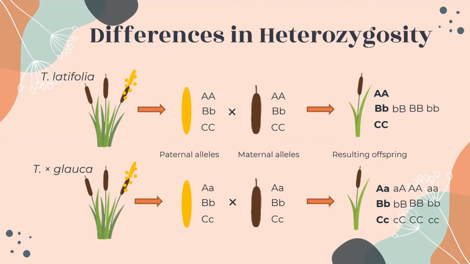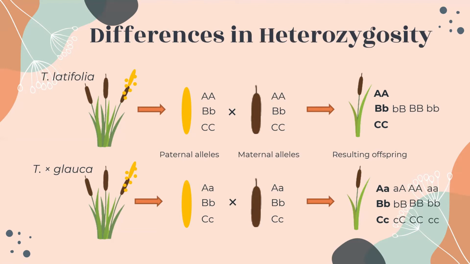To help explain this, let's go through a thought experiment. On the top, I have an example of self-fertilization in the parental latifolia. As you can see, the paternal and maternal alleles coming together are genetically identical, as they are coming from the same individual. This individual is homozygous at the A and C loci and heterozygous for B. Following self-fertilization, the resulting offspring are going to most likely display an identical genotype to the parental species. However, due to the heterozygosity at the B locus, there are possible combinations that can create some genetic diversity.